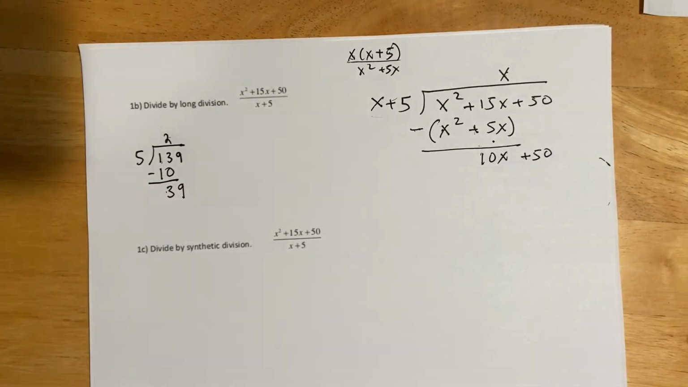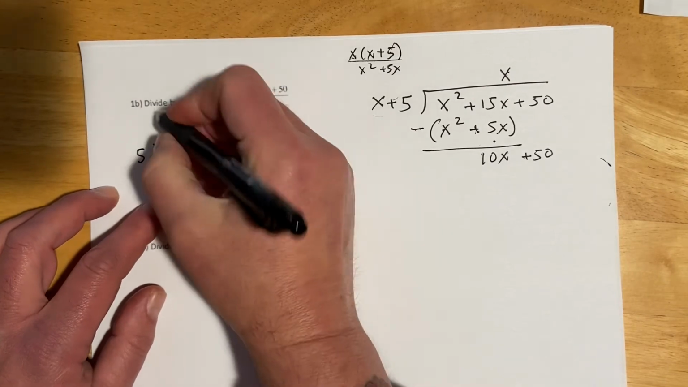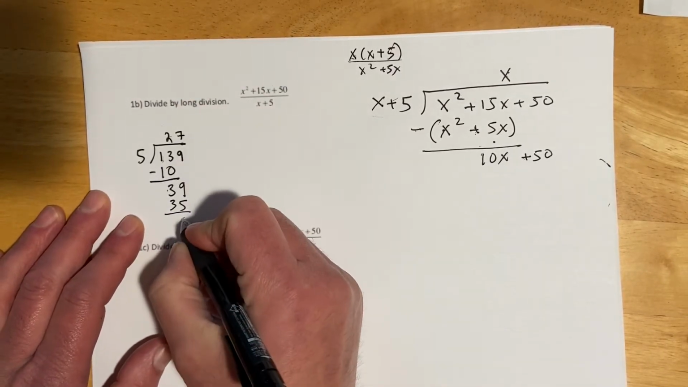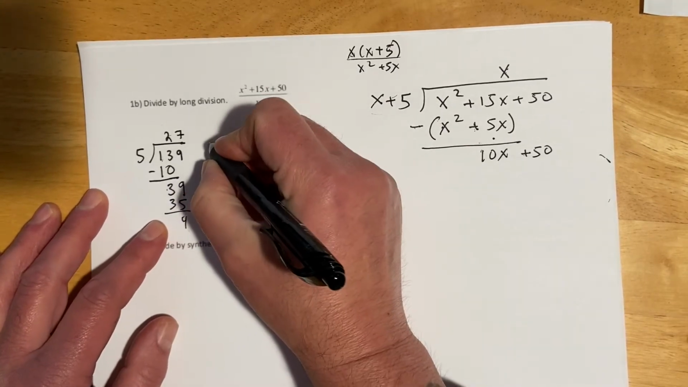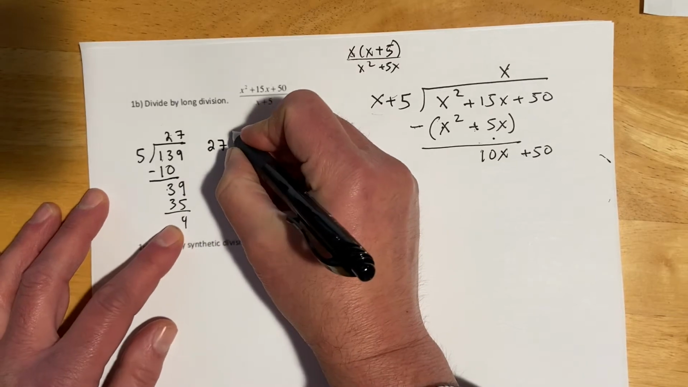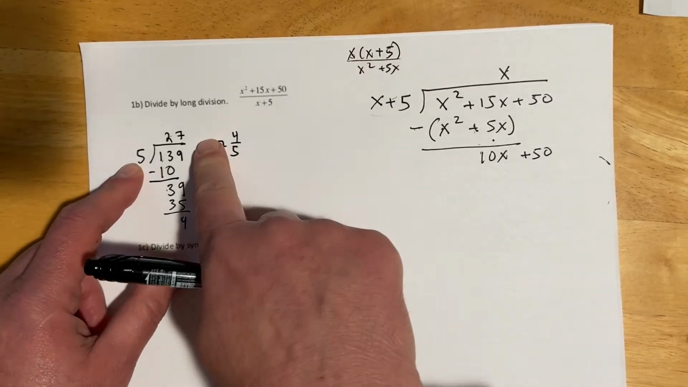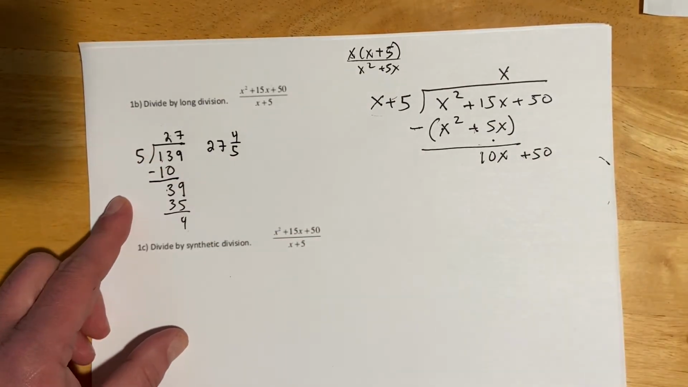So for this example, the next thing we do is go again. And we go 5 goes into 39 7 times. 7 times 5 is 35. Subtract, and 4. So this 4, sometimes we write it R4, or sometimes we write 27 and 4/5. So 4 out of 5 parts. 27 wholes and then 4 out of 5 parts. We can use that same notation over here.